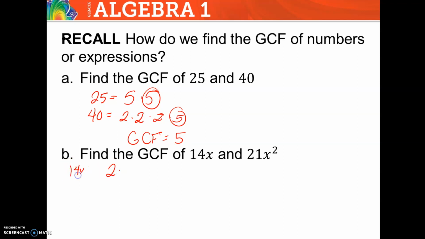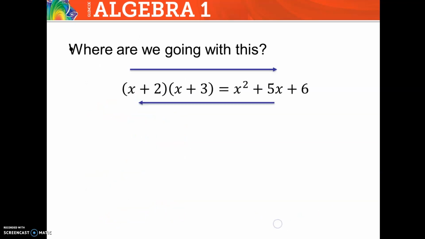14x factors into 2 times 7x, 21x squared factors into 3 times 7, x times x. So they both have a 7 and they both have an x. So my GCF, the greatest common amount they have in common, is 7x. So we are going to, like I said, kind of undistribute.